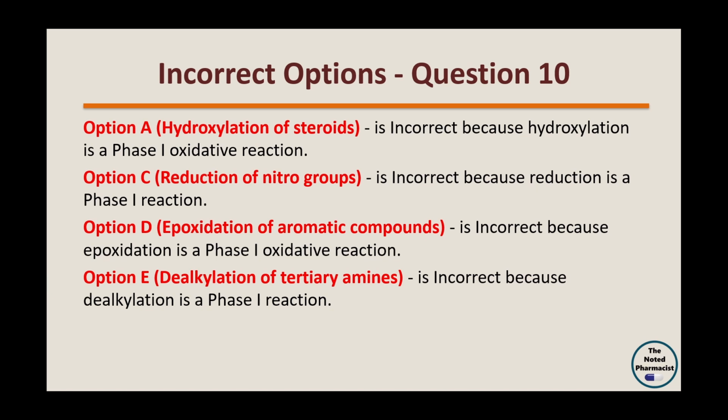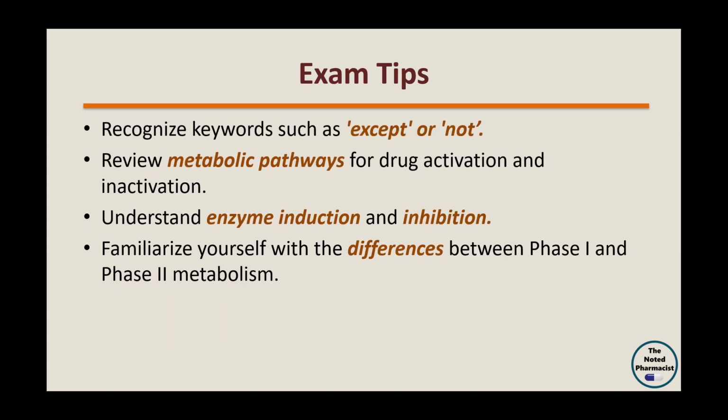Here is the explanation for the incorrect options. Option A, hydroxylation of steroids, is incorrect because hydroxylation is a phase 1 oxidative reaction. Option C, reduction of nitro groups, is incorrect because reduction is a phase 1 reaction. Option D, epoxidation of aromatic compounds, is incorrect because epoxidation is a phase 1 oxidative reaction. Option E, dealkylation of tertiary amines, is incorrect because dealkylation is a phase 1 reaction. The tricky aspect here is differentiating between phase 1 and phase 2 reactions and identifying conjugation as a hallmark of phase 2.